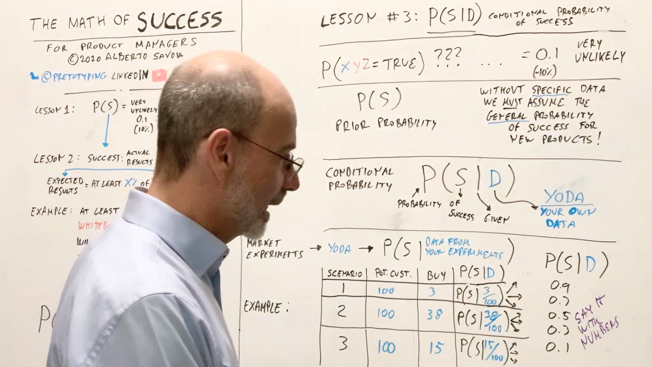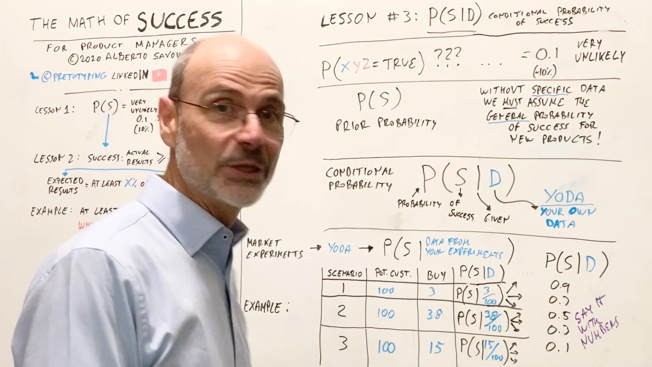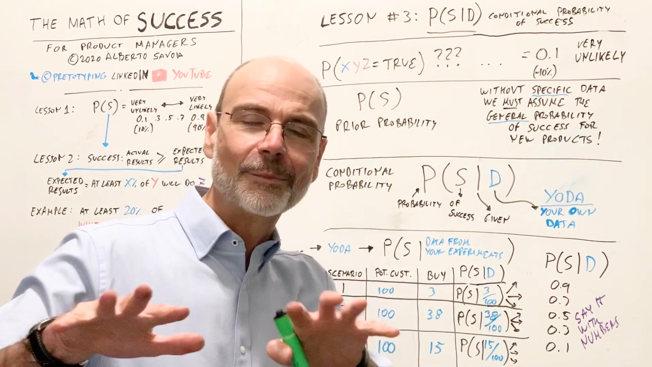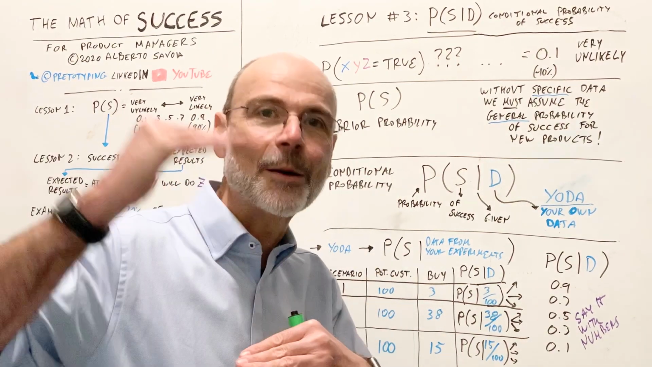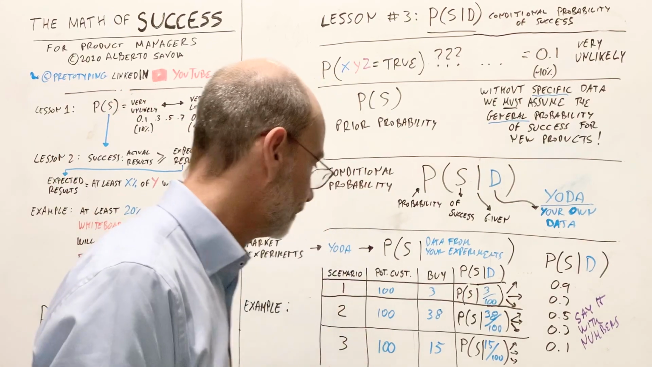Should go up. They said, well, yes, most new products fail. They have a 0.1 probability of success. But with data like this, the number must go up. So for now, don't worry about by how much it goes up. That's in the next lesson. For now, you just realize that the number must go up.